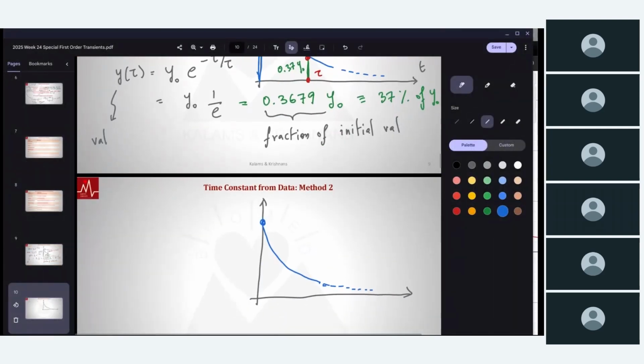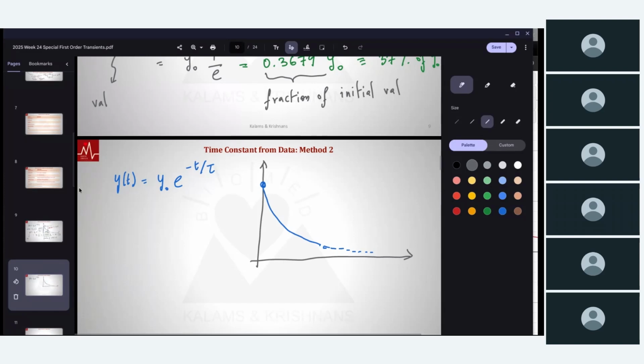You could actually read the value of the time constant in a very different way here. Does anyone know how to do that? y of t equals y naught e power minus t by tau. For that, let's differentiate this and see. dy by dt is y naught, a constant, times minus 1 by tau, e power minus t by tau. Notice essentially dy by dt is minus y by tau. This is the governing differential equation. Whenever you have a differential equation of this form, you're going to get this as a solution.